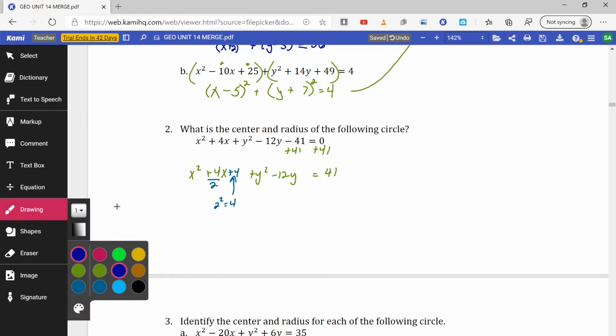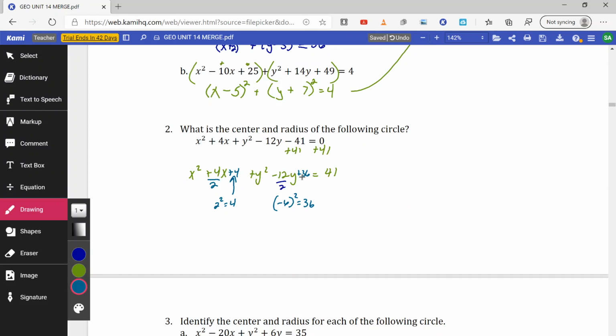Then I'm going to do the same thing with my second y. I'm going to cut negative 12 in half. I get negative 6. I square it, and I get 36. So I'm going to add 36.